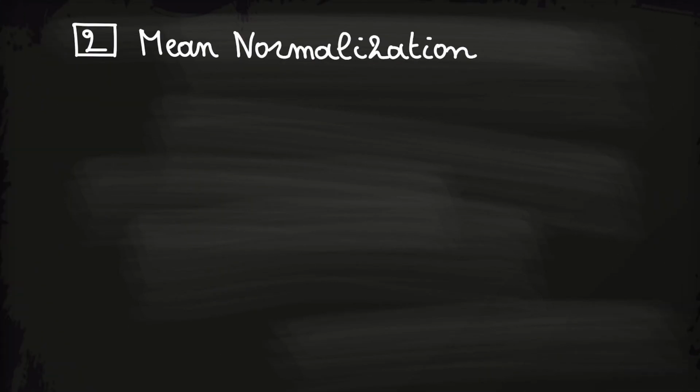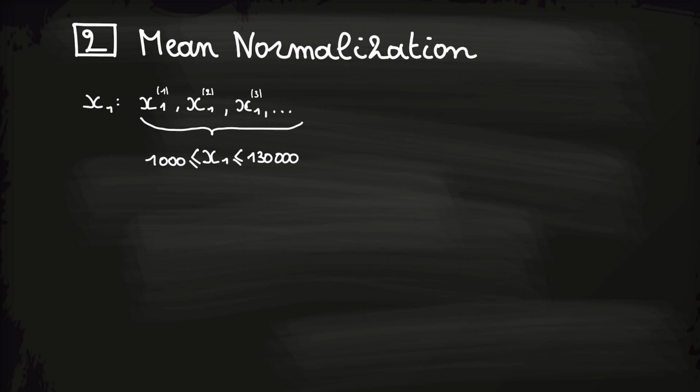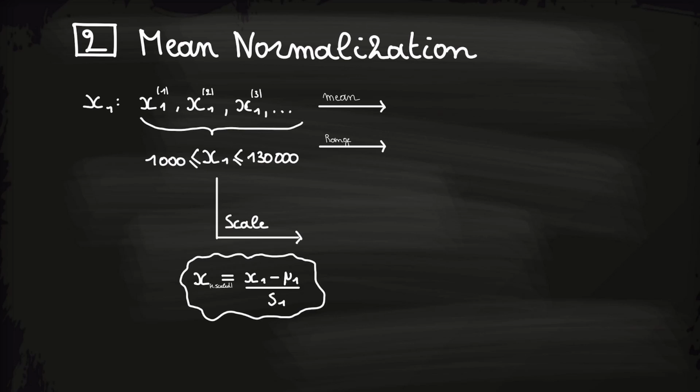A second method to scale our features is by applying mean normalization. This is done by taking all values of a specific feature, computing the mean and range of this feature, and then applying the following scaling technique to all the values of that feature. For example, let's assume that the mean of x1 is 40,000 and the range is basically the largest value that occurs minus the smallest value that occurs. So in our case we have a range of 129,000.